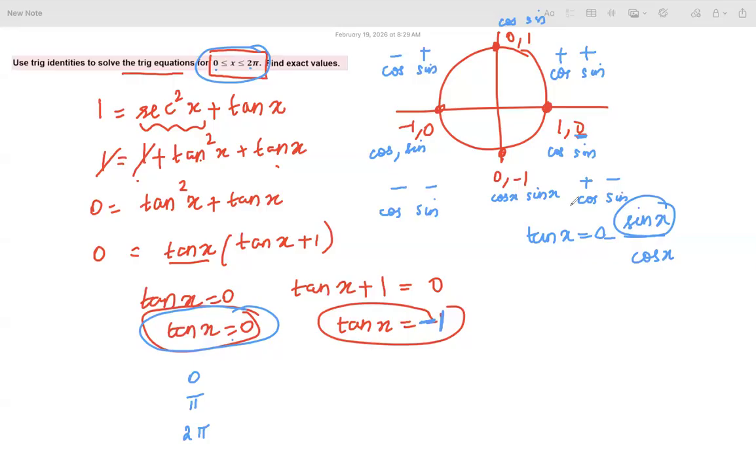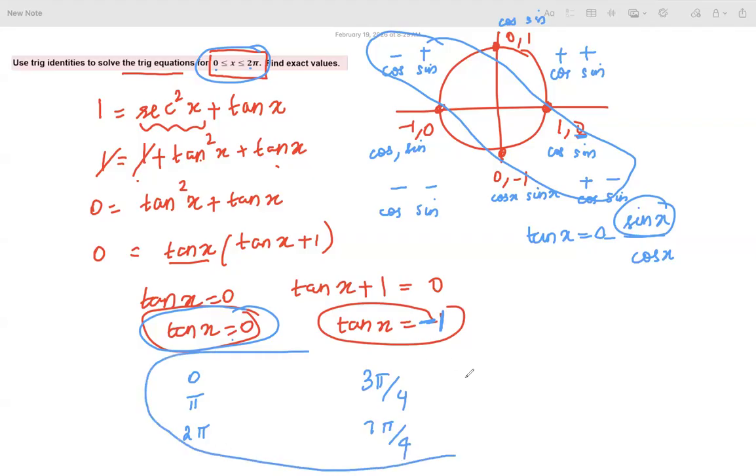Now tan x is negative in which quadrant? Tan x is negative in these two quadrants, right? Now what are the values for tan x to be equal to minus 1? Anybody, please? 3 pi over 4 and 7 pi over 4. Yep, 3 pi over 4 and 7 pi over 4. Those are the values. So the possible x values are all of this. Make sense? So this is in the range 0 to 2 pi. Make sense?